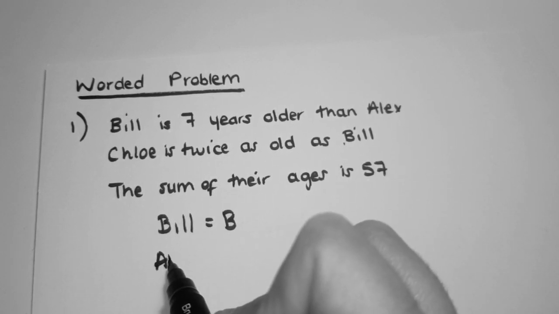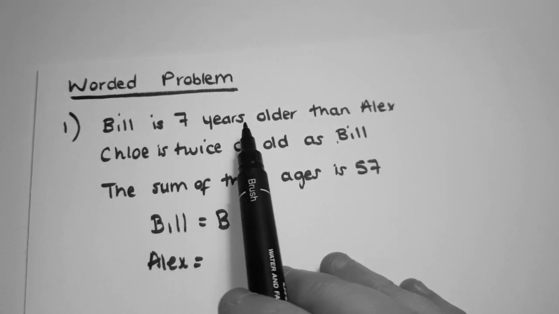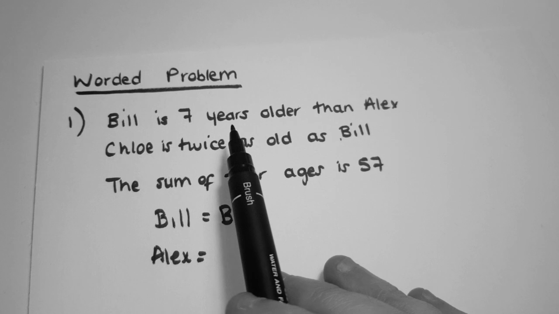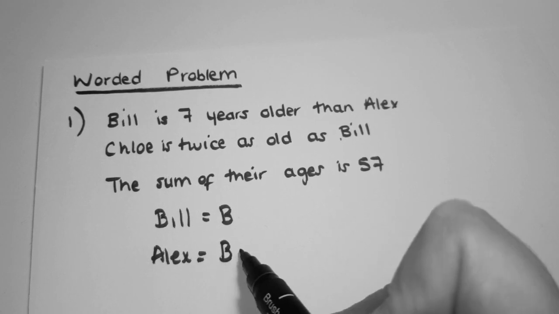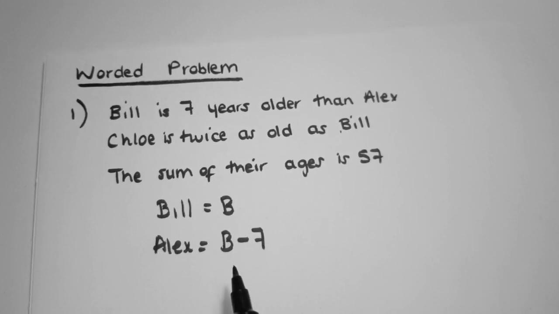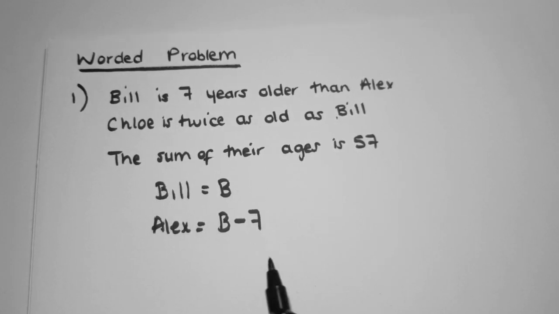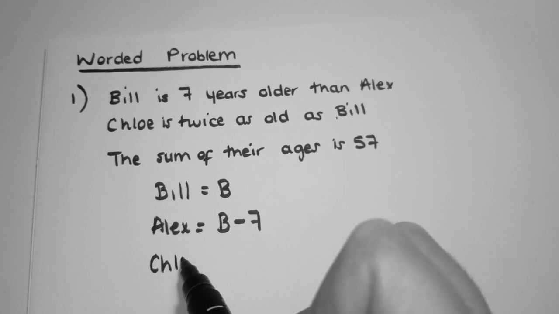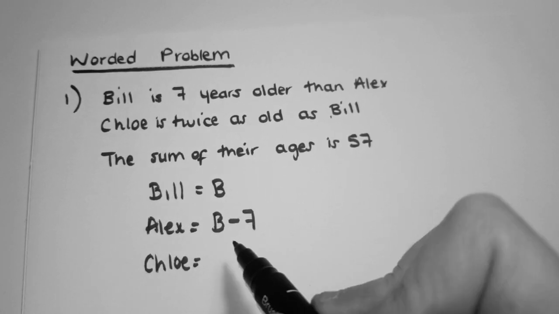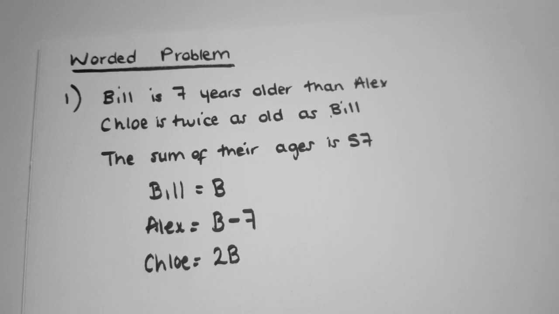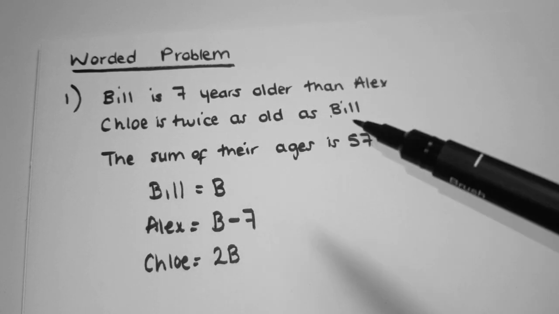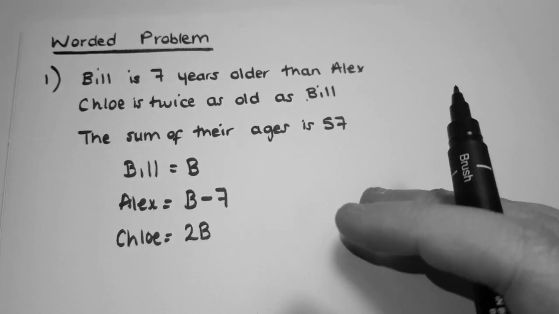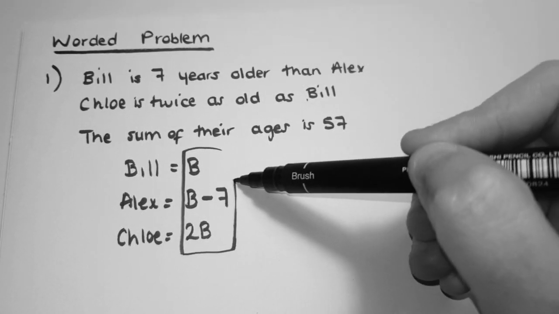Okay, so Alex then. Well, if Bill is 7 years older than Alex, then actually Alex is 7 years younger than Bill. So Alex is Bill's age minus 7. Now I've done it that way. I know it goes against the way that the question itself is given, but it's because I want to keep everything in terms of B. Okay, and then Chloe, it says, is twice as old as Bill, so Chloe is 2 lots of Bill's age. But it now means I've got all 3 people using the letter B. And it says the sum of their ages, which is to add it all up, is 57. So I know if I add these 3 things together, I should get 57.